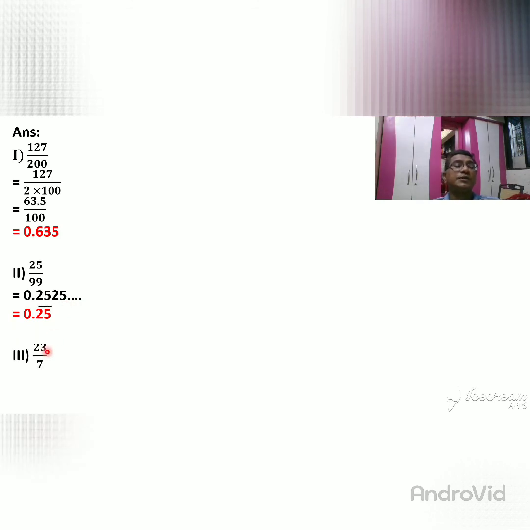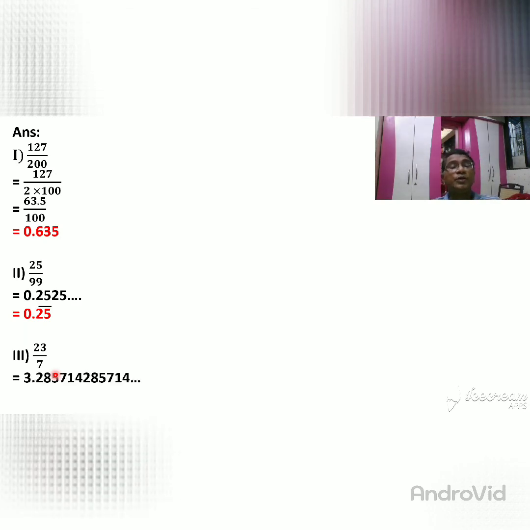23 upon 7. See, 23 upon 7. So 7 is divided into 23. 7 3s are 21. 23 minus 21, what remains? 2. Decimal point. 7 2s are 14. In such a way you are getting the answer. See, 7 3s are 21, so here is 3. 23 minus 21, what remains? 2. Decimal point.